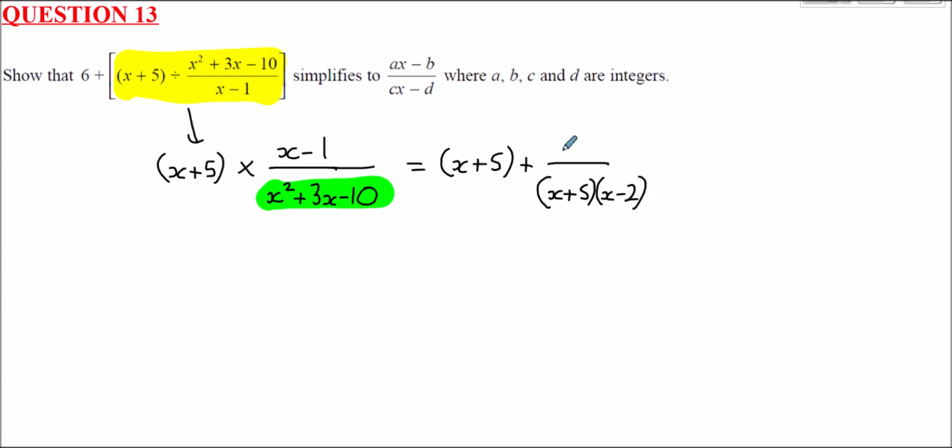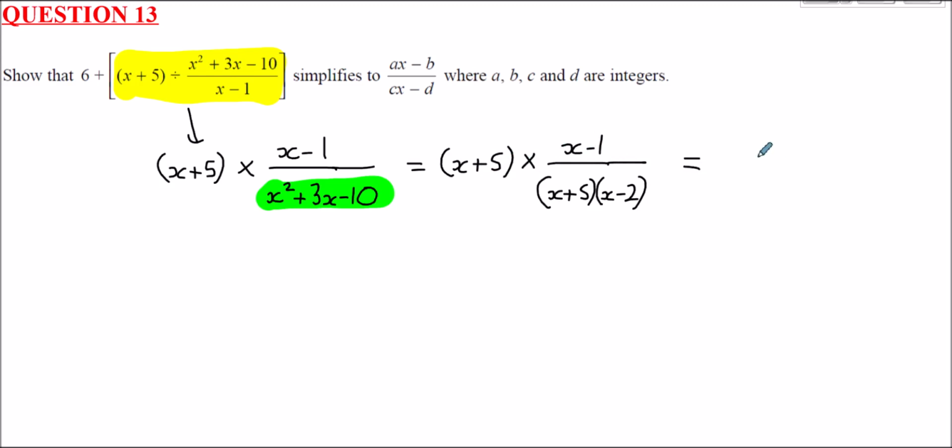And of course, the top of this fraction is still x minus 1. So what we could do here, I apologise, just notice what I've done here. This isn't a plus, it's a multiplication. So that should be multiply. Don't know what I was thinking here. So I've got this here multiplied by this fraction. Now what I can do here is write this as part of the numerator.